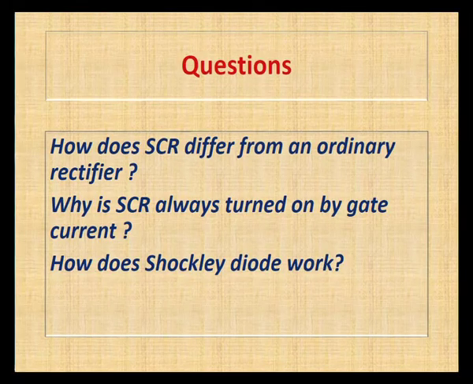Some of the questions of this session are: How does SCR differ from an ordinary rectifier? Why is SCR always turned on by gate current? How does the Shockley diode work?